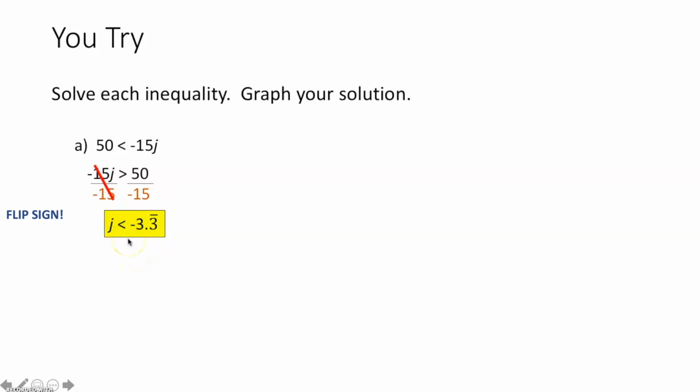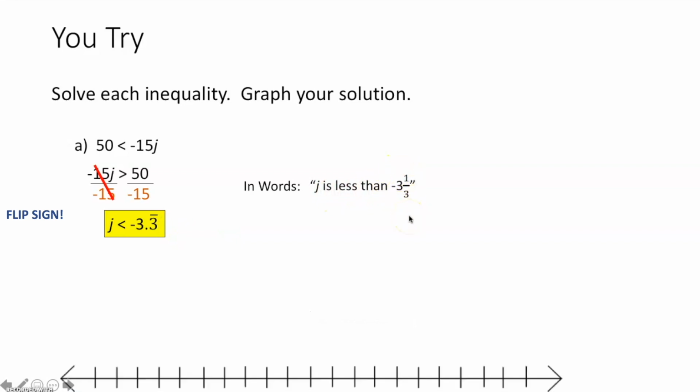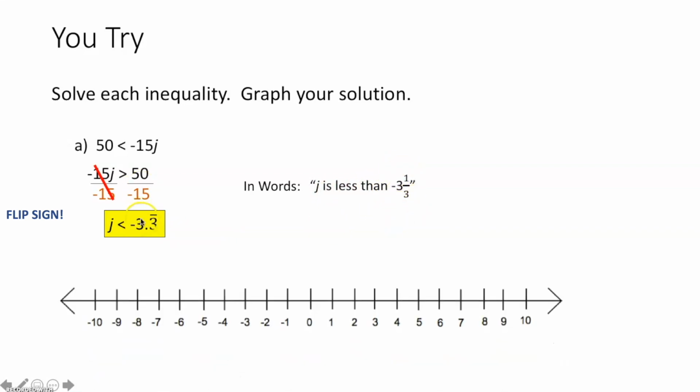So now when we're graphing it, first thing you want to do is say it in words. What is this? J is less than negative 3.3 repeating, or negative 3 1/3. You could have also said J is less than negative 10 over 3. Same thing.